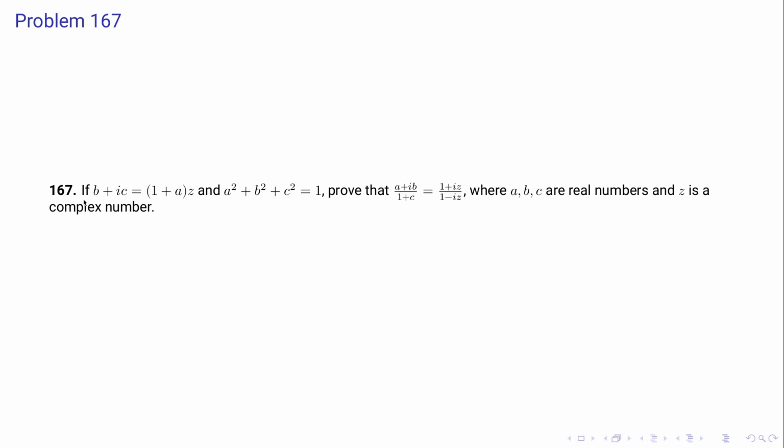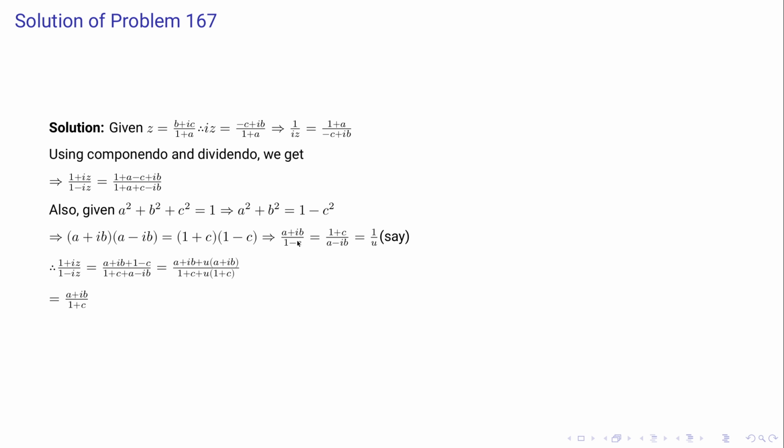Problem 167 says that if b plus ic is equal to 1 plus a into z and a square plus b square plus c square is equal to 1, prove that a plus ib by 1 plus c is equal to 1 plus iz by 1 minus iz, where a, b, c are real numbers and z is a complex number. So we are given that z is equal to b plus ic by 1 plus a. So we compute iz, which will be equal to minus c plus ib by 1 plus a, and then we take the reciprocal of this: 1 by iz is equal to 1 plus a by minus c plus ib.